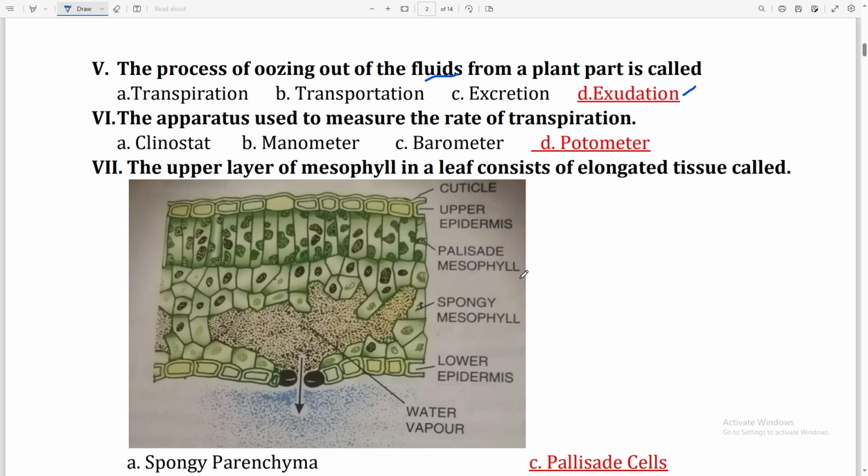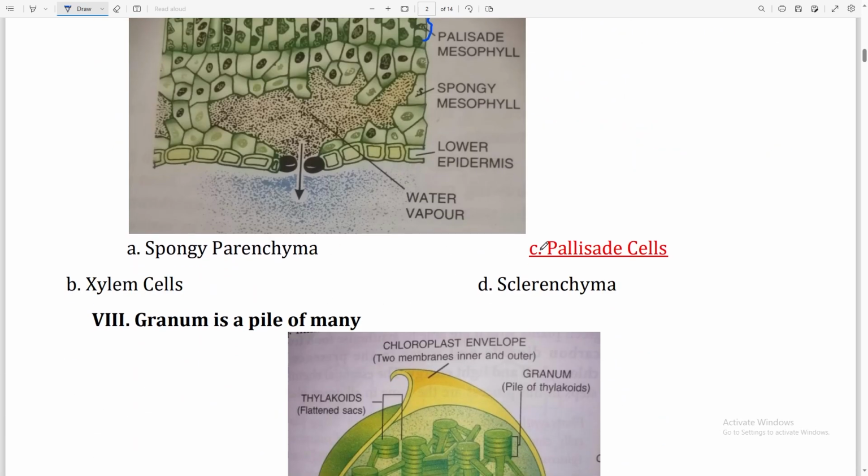The upper layer of mesophyll in a leaf consists of elongated tissue. So this is the section of a leaf. What kind of leaf is it? This is a dicot leaf. And find out what are the parts. This is the upper epidermis. Below the upper epidermis, we find these elongated cells, and these elongated cells are the palisade mesophyll cells or palisade parenchyma. So according to the question, this elongated tissue consists of the palisade cells. So out of the 4 options, palisade cells is the answer.